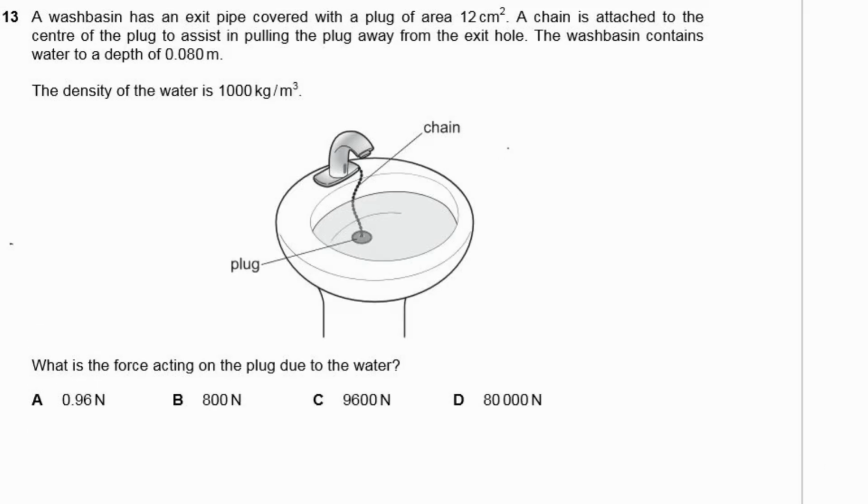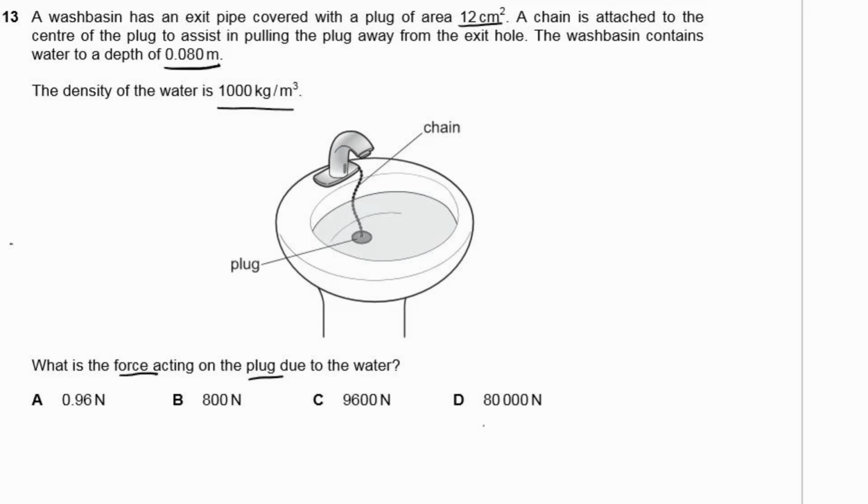Question 13. A wash basin has an exit pipe covered with a plug of area 12 centimeters squared. A chain is attached to the center of the plug to assist in pulling the plug away from the exit hole. The wash basin contains water to a depth of 0.08 meters. The density of the water is 1,000 kilograms per meter cubed. Now, it wants us to calculate the force acting on the plug.